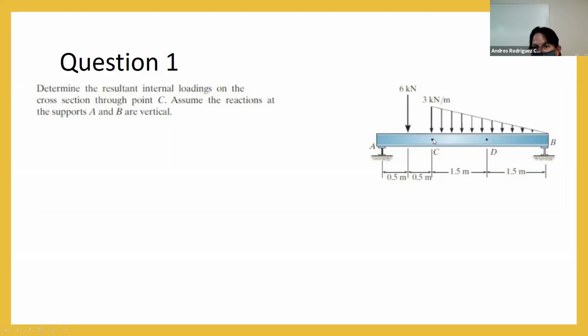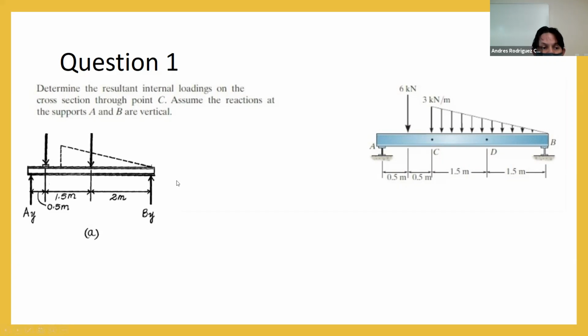So we have to analyze the point C and obtain the internal loads in that part. First we have to do a free body diagram in order to be sure what is going to be analyzed in this part. To obtain the resultant force, the vertical force in Y, we have to do a summation of moments in B, and we have to consider all the loads that are here.